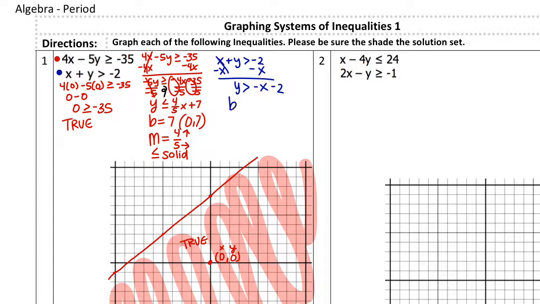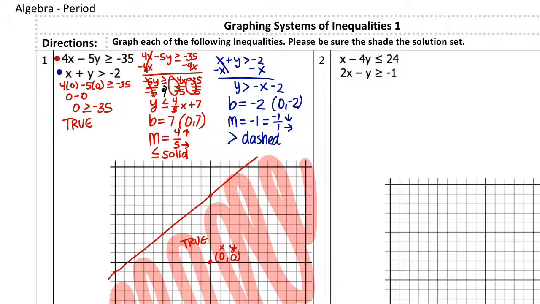I bring out the important information I need to know. My b value is negative 2, which means my beginning point is 0, negative 2. And my slope m is negative 1. Every number is a fraction in disguise, so I know this is negative 1 over 1, which means I go down 1 over 1. That's how my graph moves. And the final piece of information I need to know is that this is greater than, which means this is a dashed line. So I'm going to use all this information to draw this inequality.